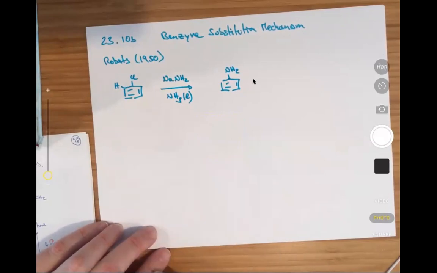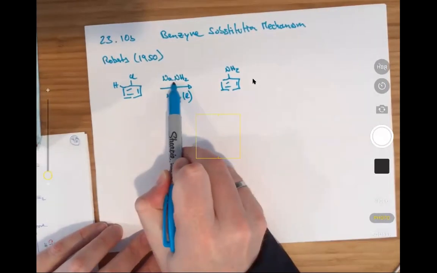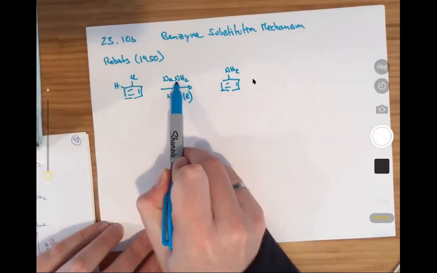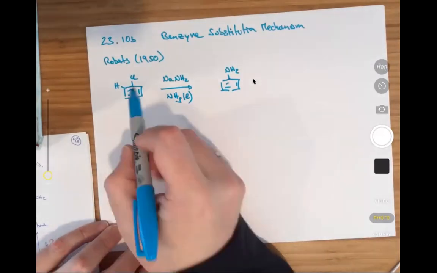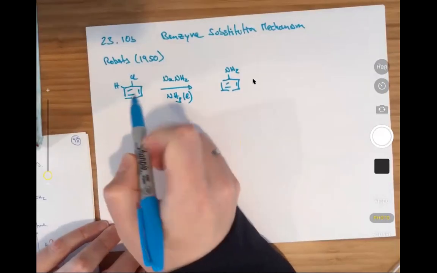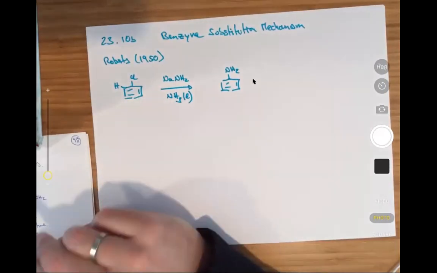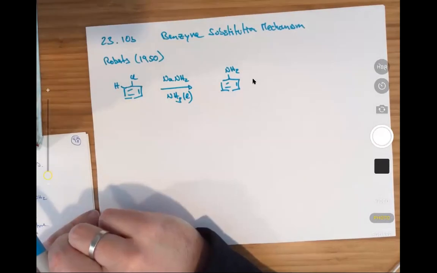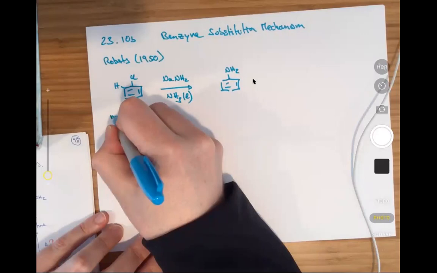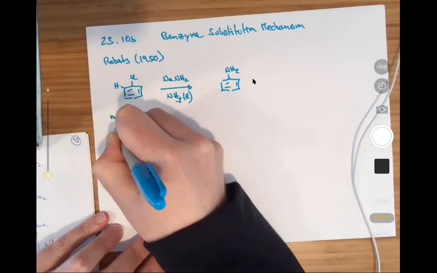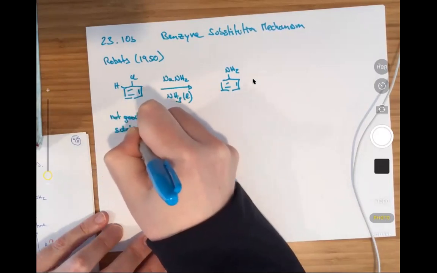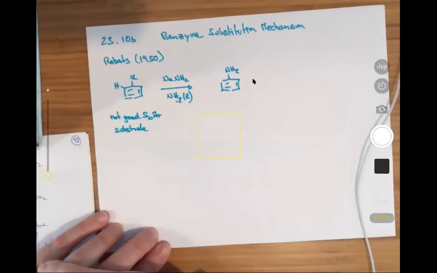At first glance, you might think this is just a nucleophilic aromatic substitution, exactly the way we talked about a couple of minutes ago, where this amide NH2 minus acts as the nucleophile and displaces the chloride. But we know already that this is not a good substrate for an SNAr substitution. It just reacts far too slowly.